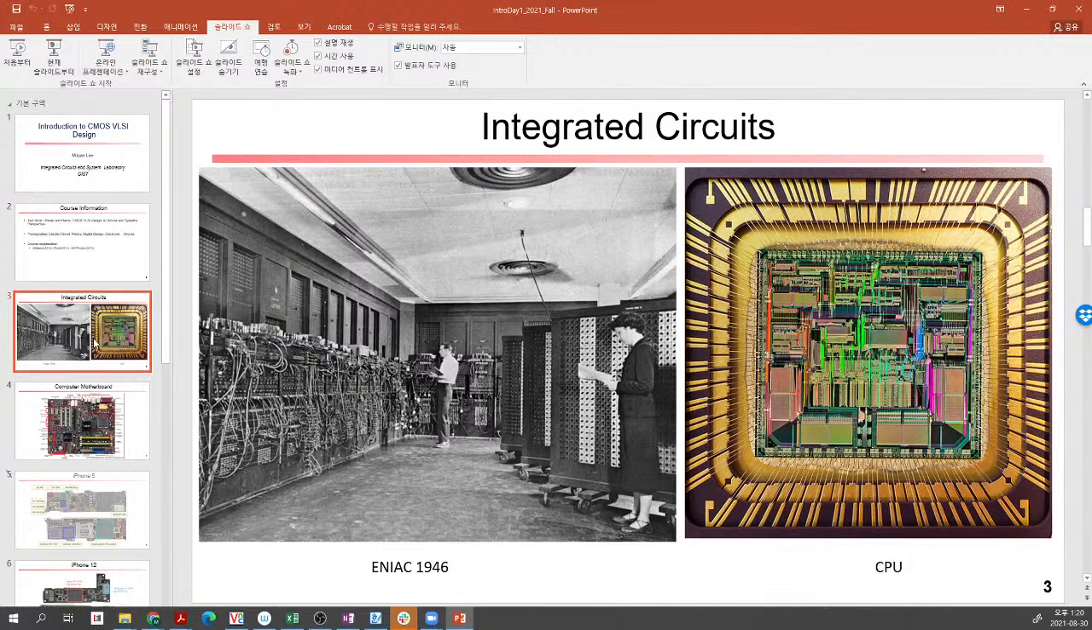Back in the old days, 1946, ENIAC was the first computer that we have known. It occupied a whole room like this, a very large area. But nowadays we have, on the right, a CPU. It looks like quite old technology, but you can see a little more detail inside if you look carefully. There are vertical lines, like green lines, sometimes pink lines, and also horizontal lines, the bluish lines.